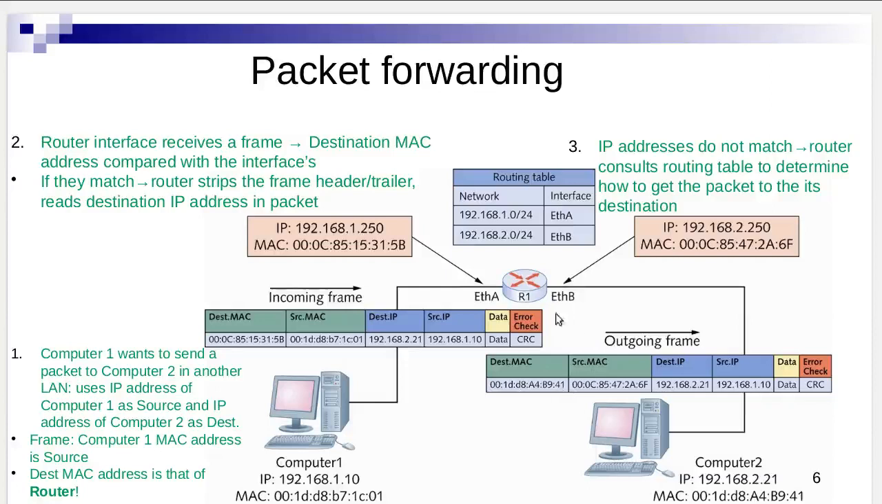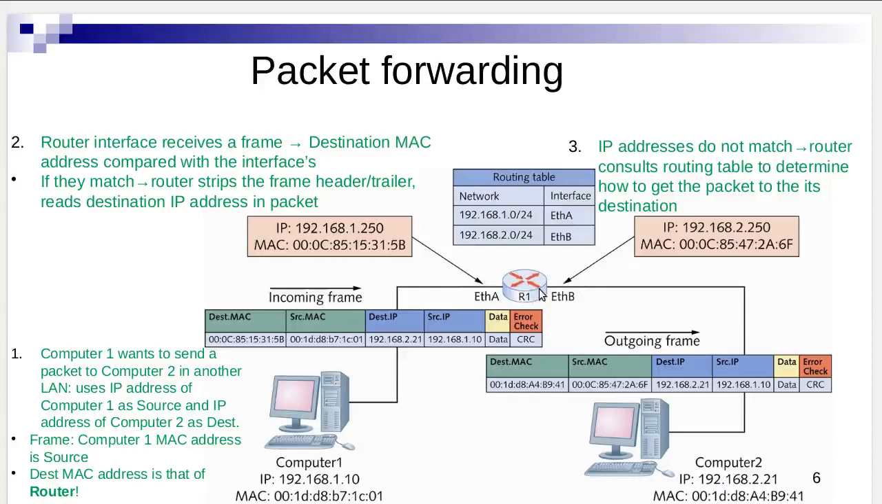And if it doesn't know it, it can do an ARP request. Send out a broadcast ARP request and say who is 192.168.2.21, and computer 2 will respond saying it's me and here's my MAC address, and then that Ethernet B interface will save that MAC address in the ARP cache and will know what to do the next time.